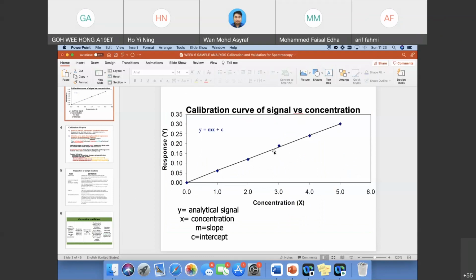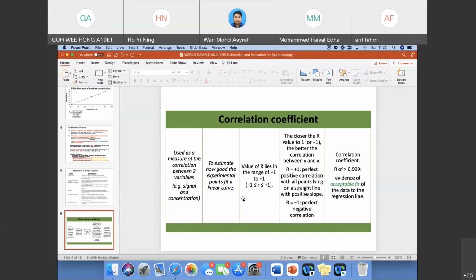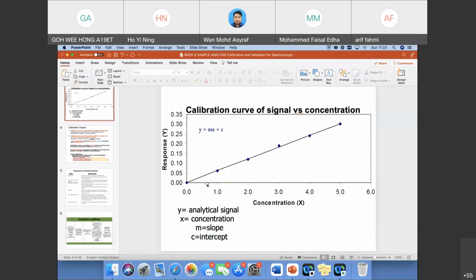So basically you would not be able to get a perfect straight line where the straight line passes through all of the points. But the correlation coefficient would measure how good the experimental points fit the linear curve. Usually for this R value, it ranges from -1 to +1. For this one, it is +1, because if it is -1, it will be some sort of downward pattern.